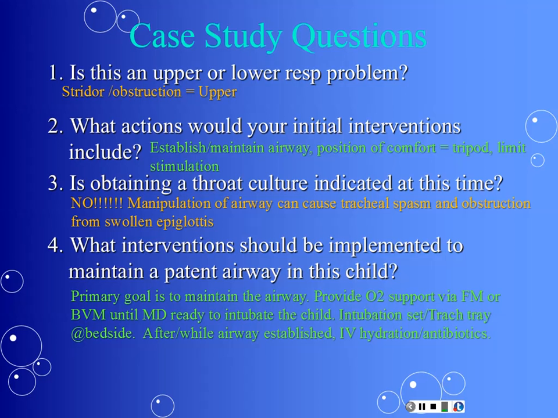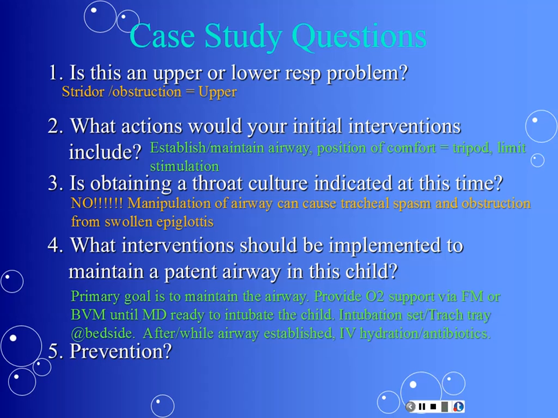If they can't get a tube in and intubate him, they may have to trach him. After or during, while the airway is being established, you're going to do IV hydration and antibiotics. This kid's going to need about a week of IV antibiotics in hospital, 7 to 10 days, and then they'll go home on oral antibiotics. Why are we giving all these kids fluid with respiratory distress? They're working to breathe, they're diaphoretic, they have insensible fluid loss. Okay, good.